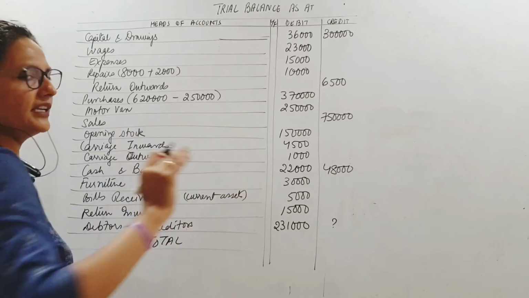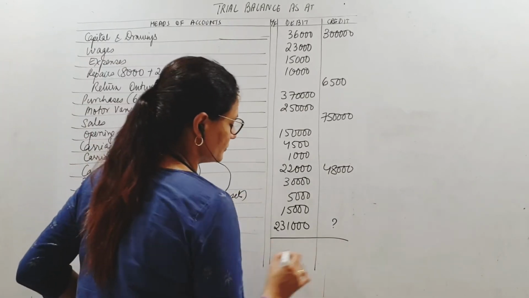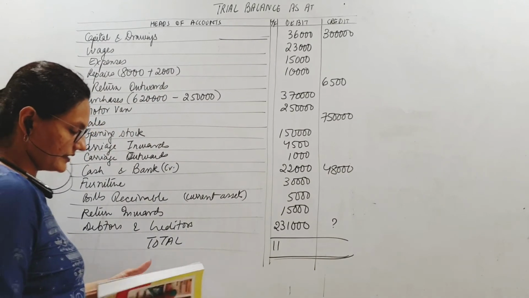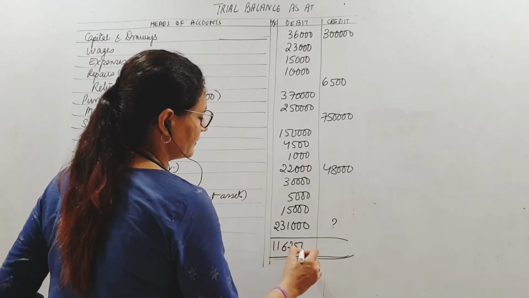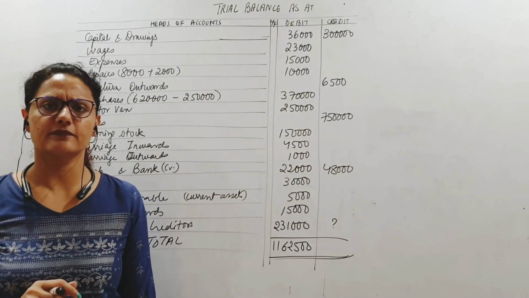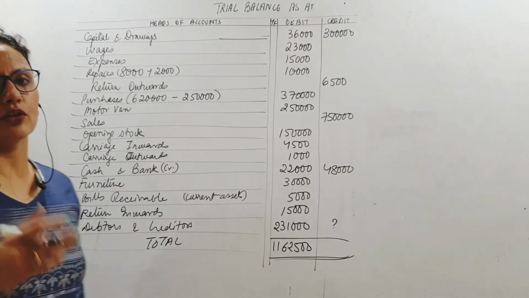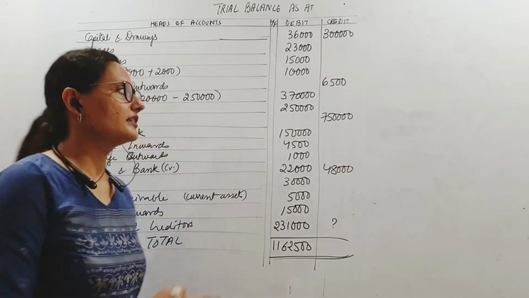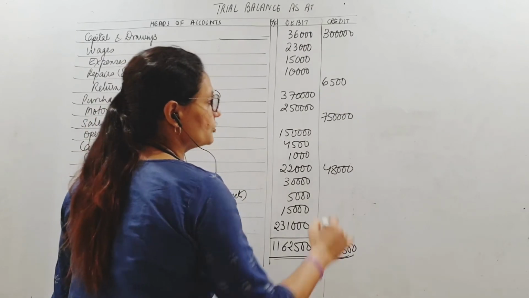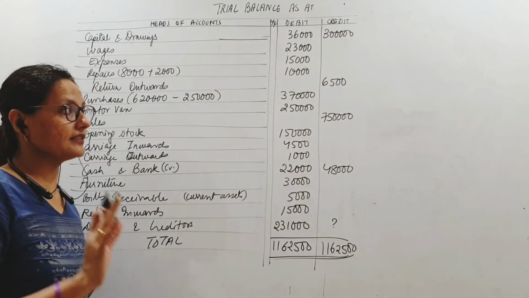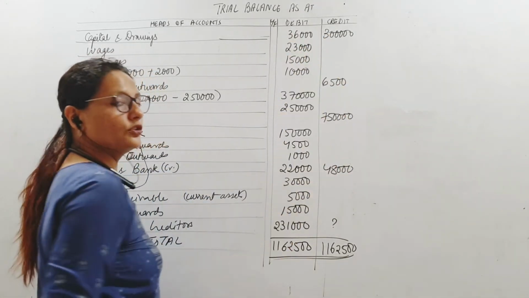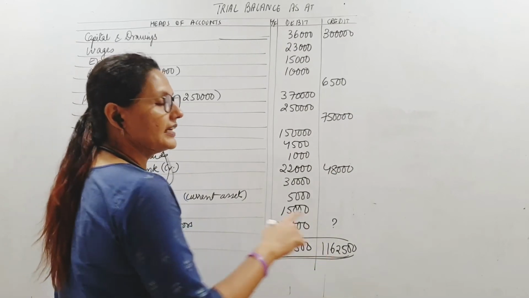Of course, debit side we don't have anything missing. Let us do the total of debit side. It is coming to 11,62,500. You just added. If you add this, you will get 11,62,500. Obviously, going by the logic that all debit should be equal to credit, this side total should also be this. But you will see that it is not coming to this much. It is lesser. If you add this and this, you will find that it is less than 11,62,500.